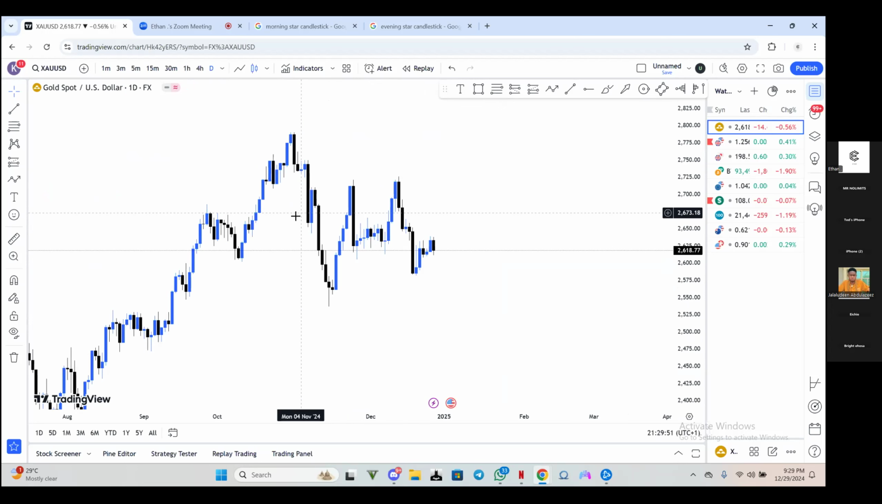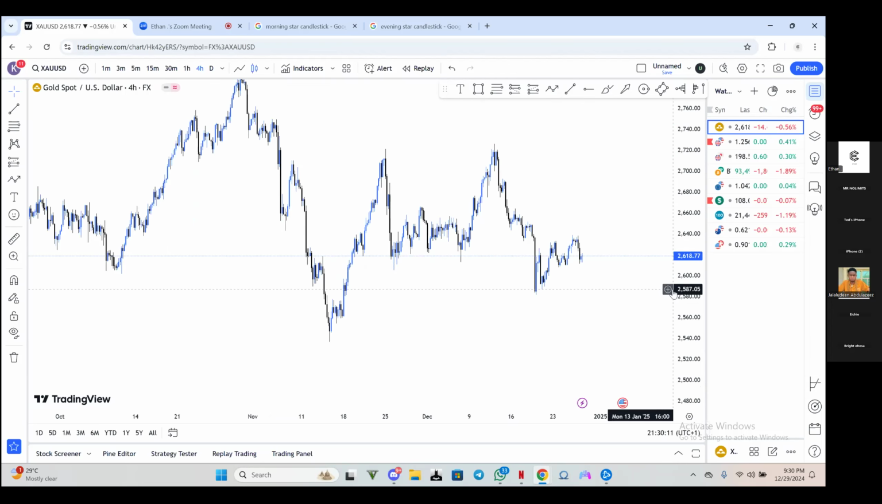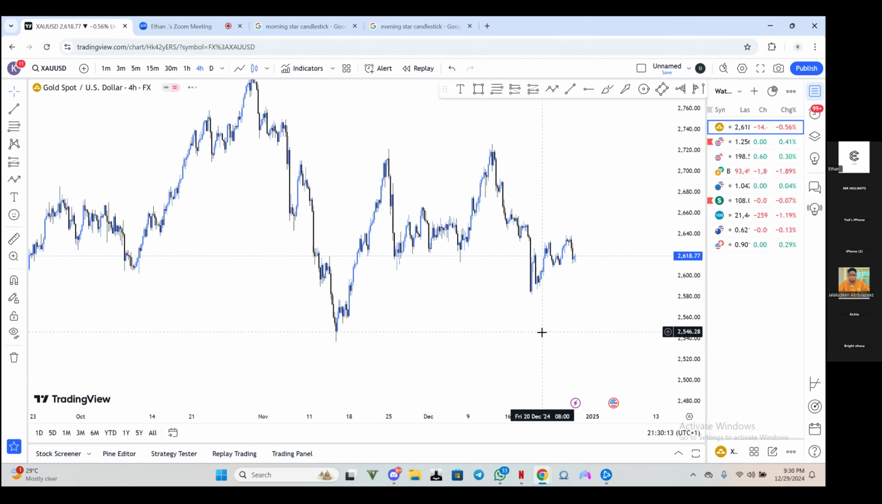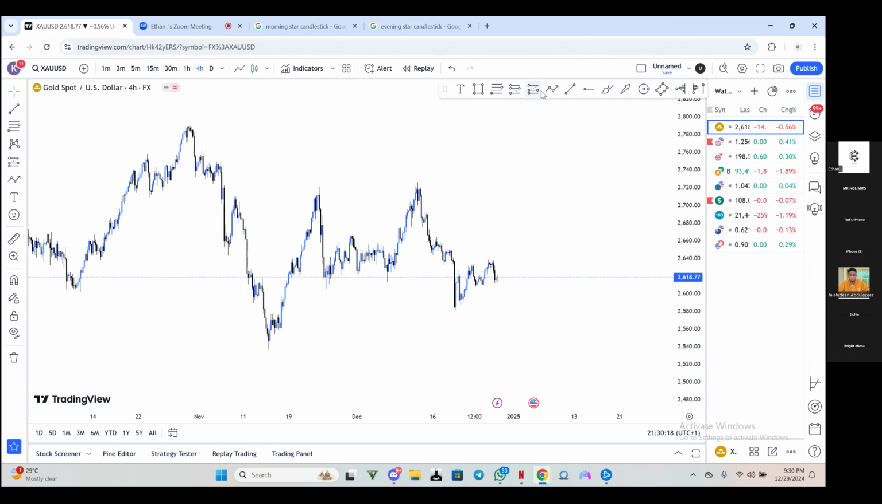It has been ranging. It's failing to break the low. It's failing to break the high. As you can see, it's ranging from this high to this low. It's just ranging. So taking this down, we'll go to the 4 hour, and what can we see on the 4 hour? So the 4 hour time frame is telling us it is also ranging.